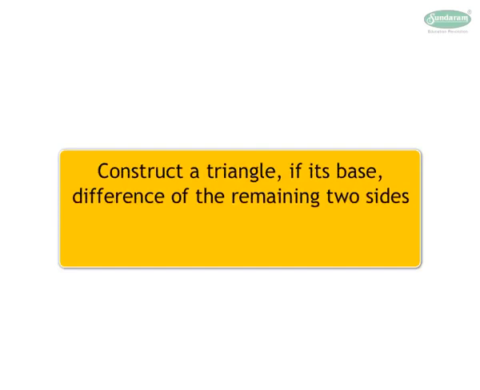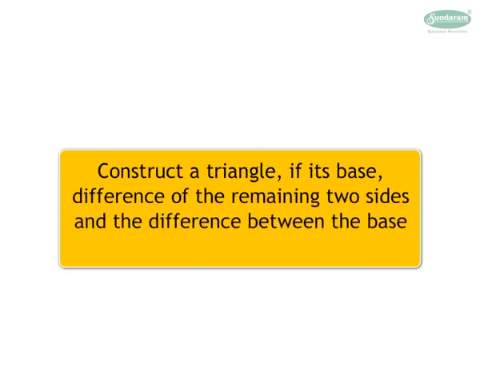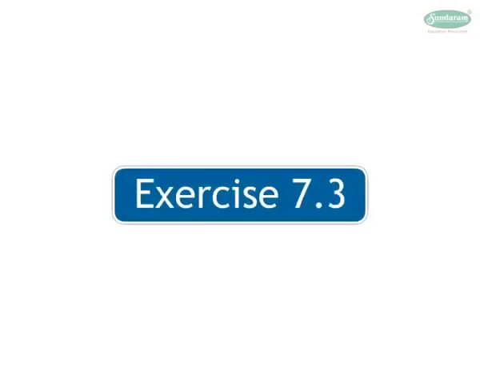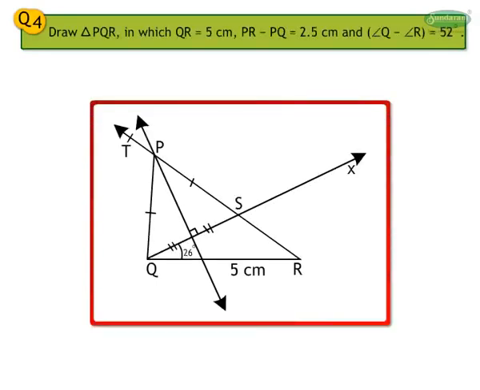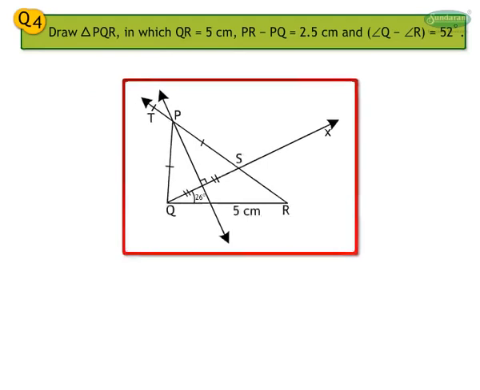Now lastly, construct a triangle if its base, the difference of the remaining two sides, and the difference between the base angles are given. For this, take the fourth example of exercise 7.3. Draw triangle PQR in which QR is equal to 5 centimeters, PR minus PQ is equal to 2.5 centimeters, and angle Q minus angle R is equal to 52 degrees.